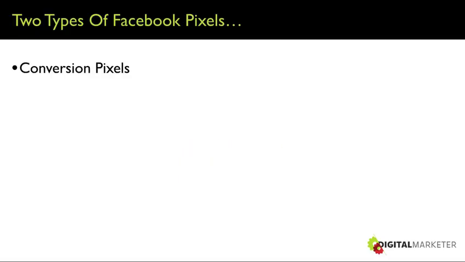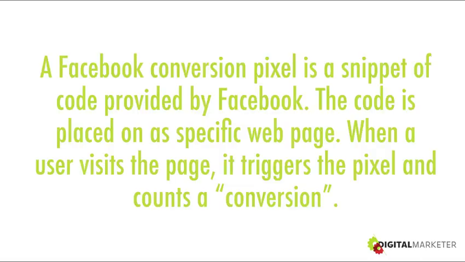There are two types of Facebook pixels. We have conversion pixels, and then we have a website custom audience pixel. They're very different. I want to make sure that you understand the difference between the two and how to use them. So we have conversion pixels, and then we have one website custom audience pixel per ad account.